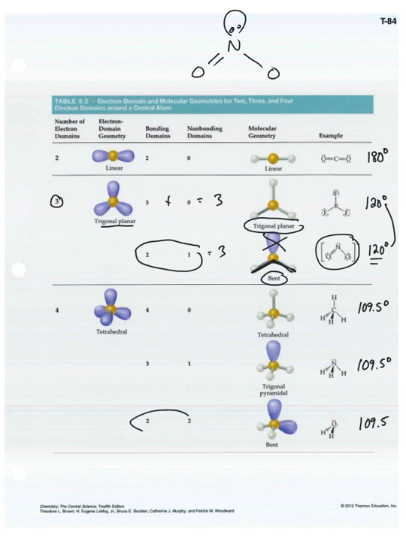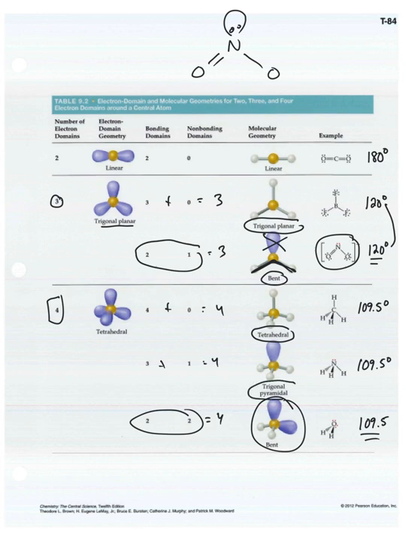Down here you'll notice this guy is also bent, but it's only 109 degrees because it adds up to 4 electron domains. 3 plus 1 is 4. 4 plus 0 is 4. So all these have 4 electron domains. If they are all bonds, it's tetrahedral. If one of them is a lone pair and 3 bonds, it's trigonal pyramidal.